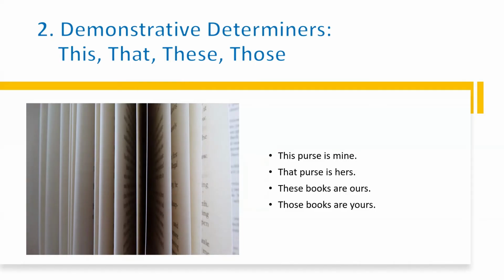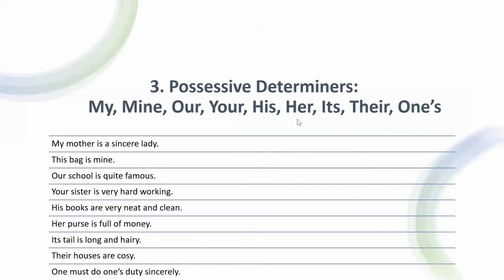Look at the sentences. This purse is mine. Here now, all nouns are there because we are dealing with the demonstrative determiners. This purse is mine. That purse is hers. These books are ours. Those books are yours. So this is about demonstrative determiners.